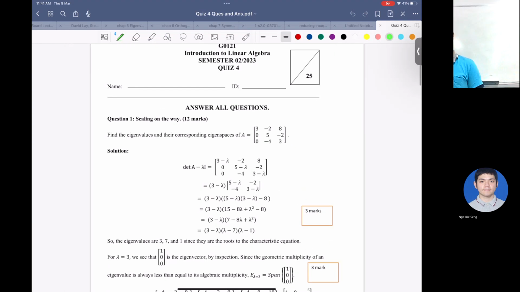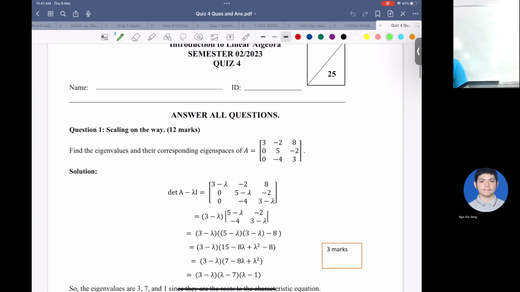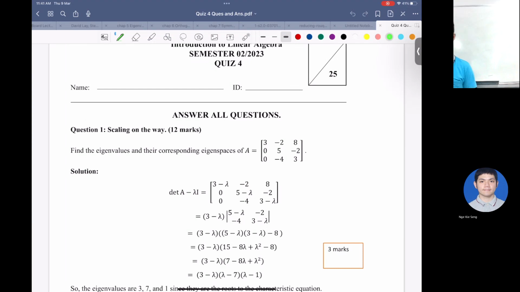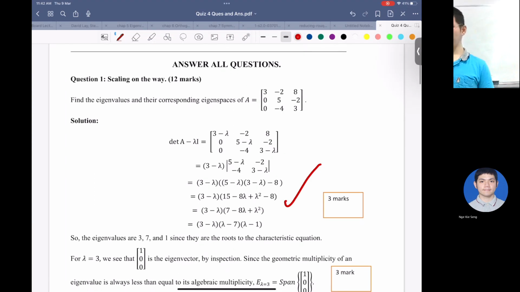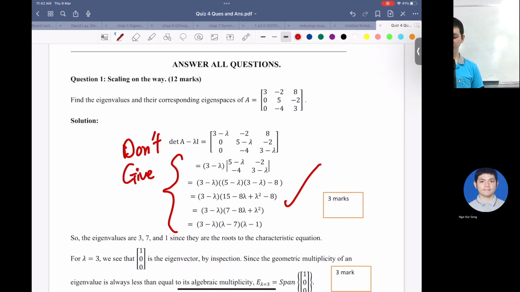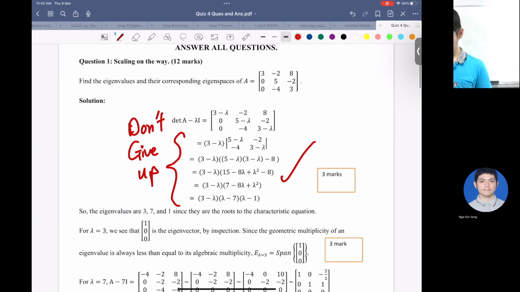Okay, the first question asks you to find eigenvalues and the eigenspace. Most of you did this right. Some of you give up when you compute this. So please don't give up. You can give up in this quiz, but don't give up on your life. Don't give up on this determinant.